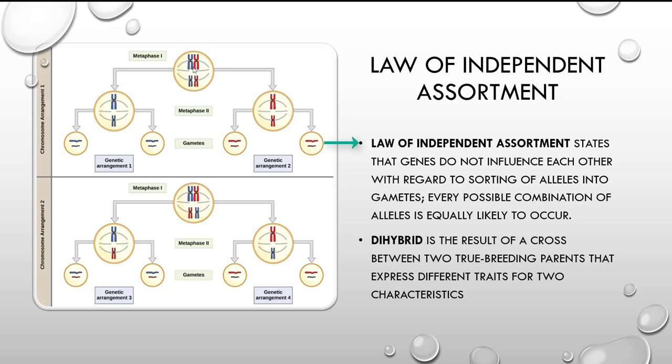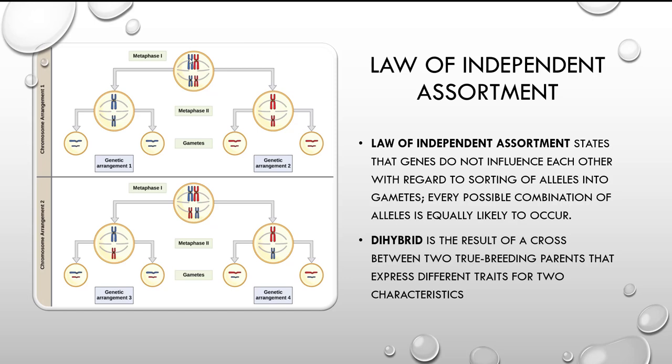So they're not going to be deciding, okay, everybody from dad go to the left, everybody from mom go to the right, right? They're independently assorting themselves. So that means that the genes that these homologous chromosomes carry are assorting themselves independently as well. So the genes do not influence each other with regard to the sorting of alleles.